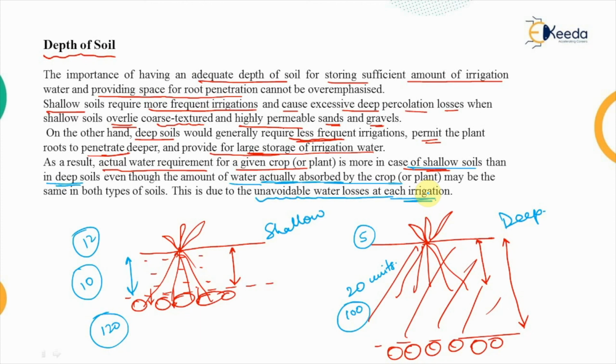So that completes the soil characteristics from the irrigation point of view. In the next video, we will start hydrology, and we'll study the hydrology concepts and the hydrologic cycle.